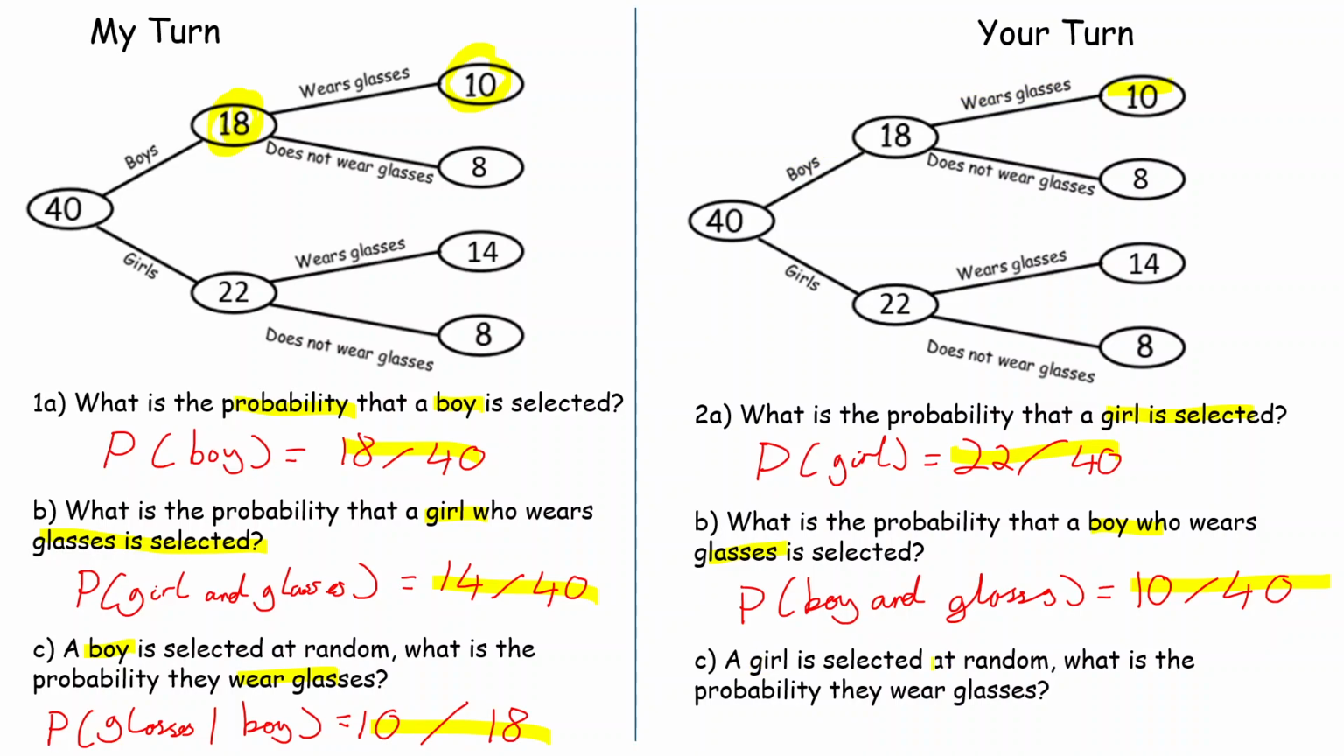C, given a girl is selected at random. So we know it's going to be out of 22. What is the probability that they wear glasses? So it's going to be 14 out of 22. Not 40, because it's got to be a girl. It's a girl, so the boys we ignore. And the way that we write this is like this. We can say the probability, capital P, of getting glasses, given, that means given a girl is selected, is going to be equal to 14 out of your total 22, and that is your answer for this one.